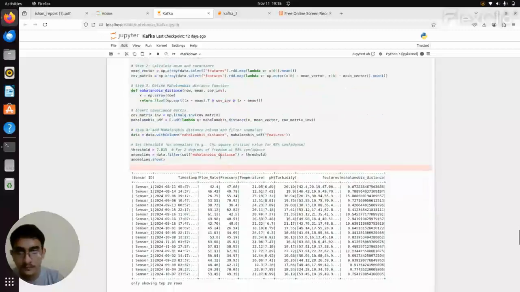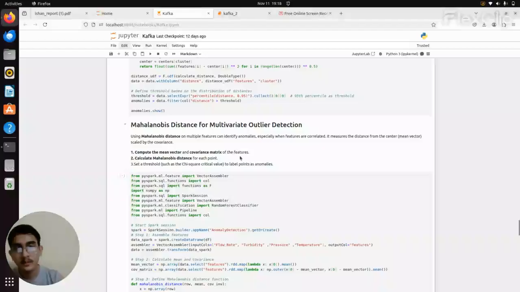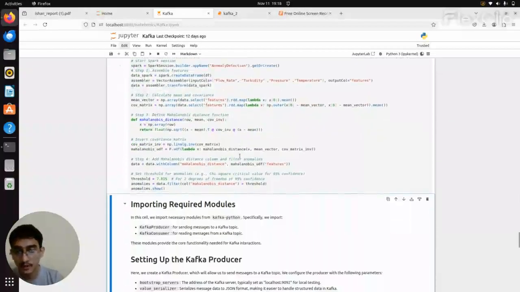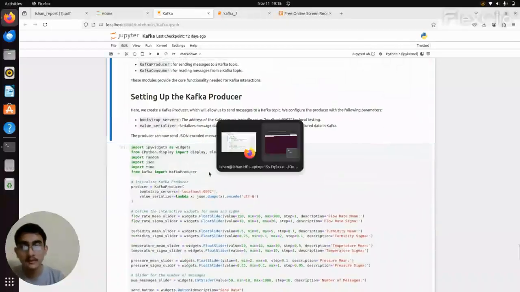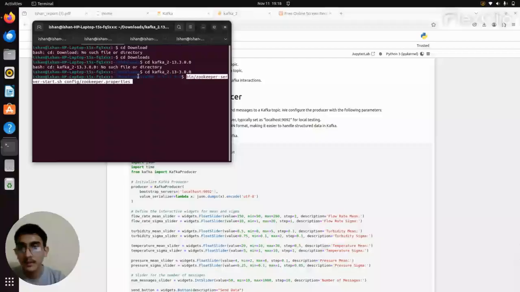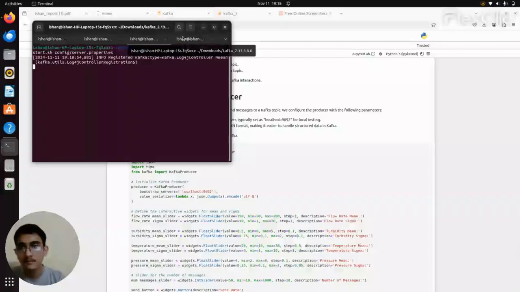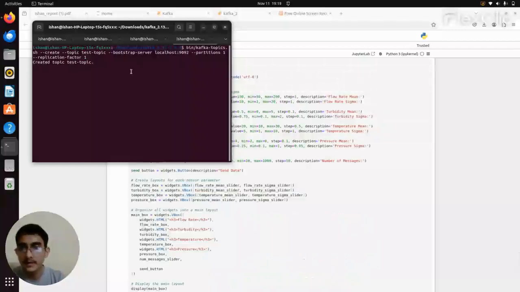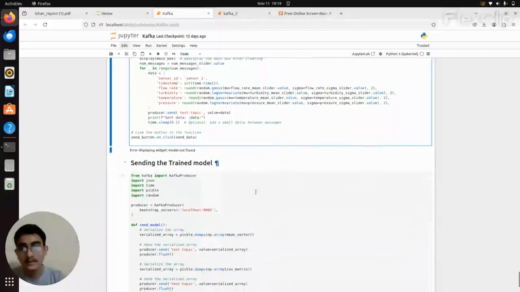So these are my three models: clustering through k-means, Mahalanobis distance, and isolation forest. Then we set up our Kafka producer. For setting up our Kafka producer, we need to run these commands. Now, since this indicates our Kafka is running on the back end, I can send my data and receive it on the other end.